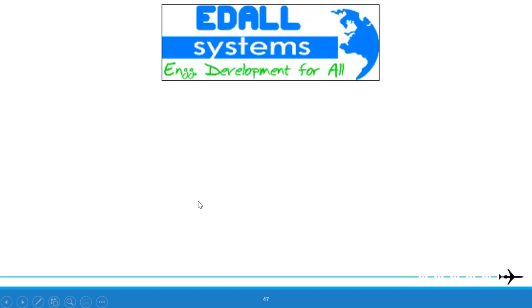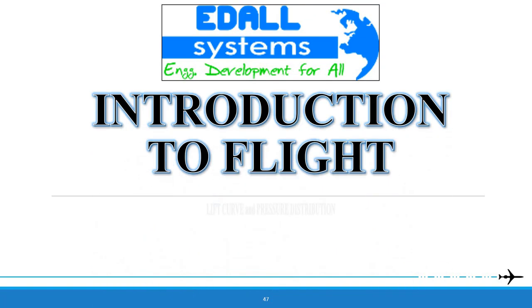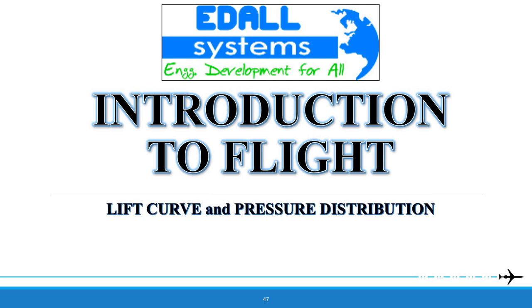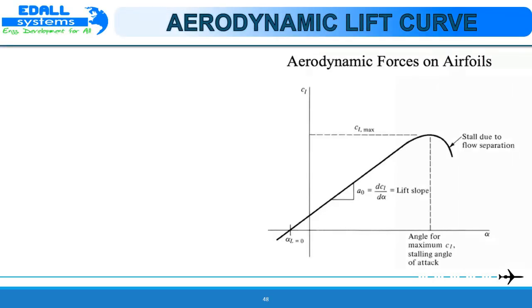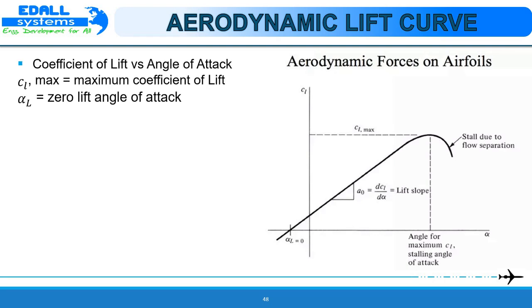In our previous session, we had discussed the airfoil data. Let us start off with the lift curve and pressure distribution curve in this session. The graph here indicates that CL varies linearly with alpha over a large range of angle of attack, where CL is the coefficient of lift and alpha is the angle of attack.